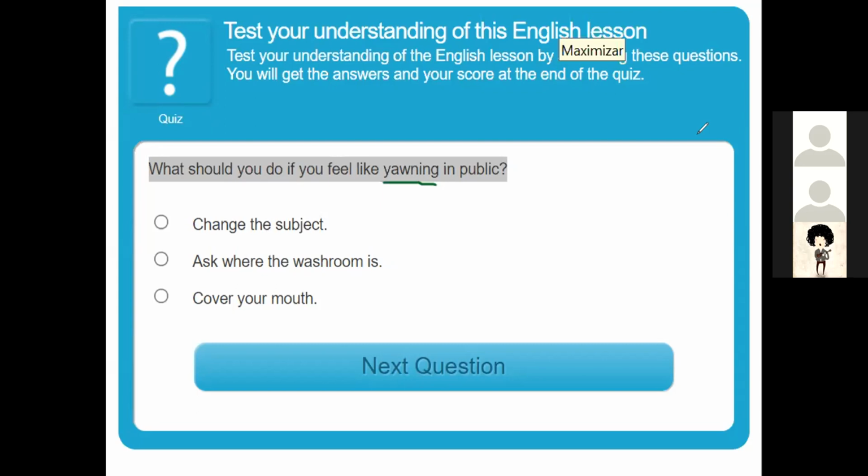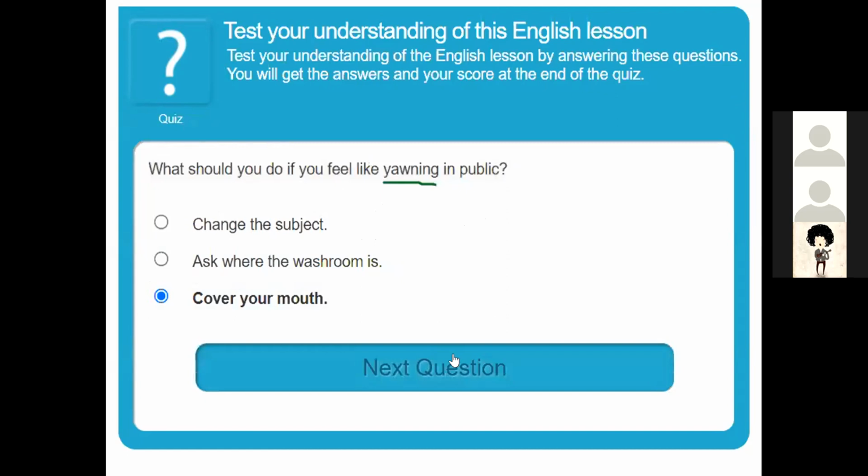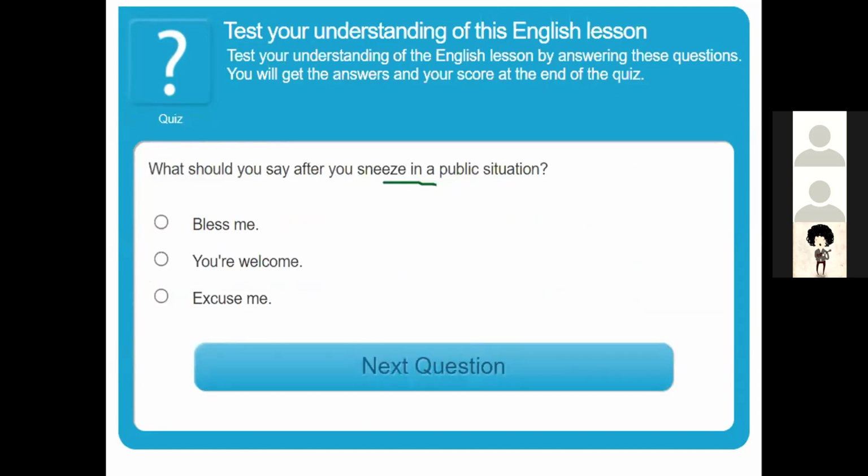Yes, that's it. Thank you, Maffer. Maybe we can change the subject, like asking where the washroom is, or cover your mouth. Yes, cover your mouth. That's something we can do because it may be disgusting if you don't cover your mouth when yawning. Okay, so cover your mouth. Let's see the next question.